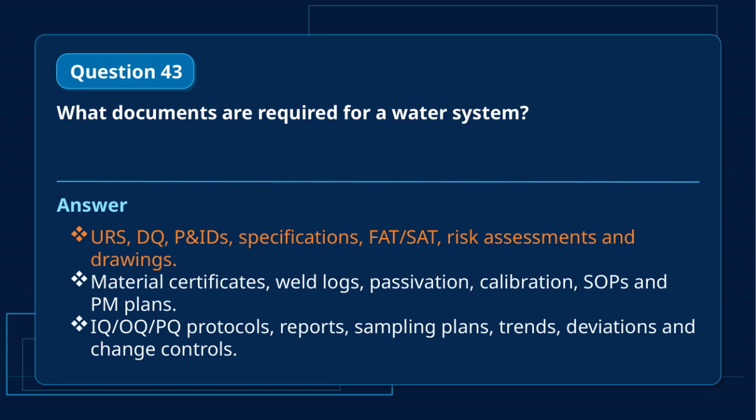Preventive maintenance plans ensure the system stays in good working order over time. Finally, installation, operational, and performance qualification protocols and reports, along with sampling plans, trend analyses, deviation logs, and change controls, document the system's validation and ongoing compliance. All of these together make up the comprehensive documentation required for a water system.